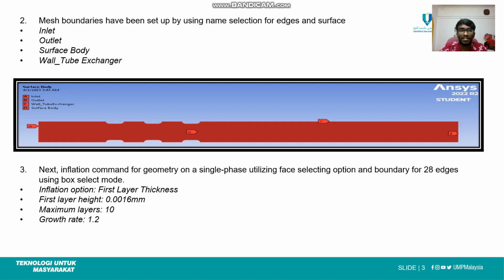And then for the second step, we need to identify and plot the mesh boundaries for this geometry using the name selection for edges and surface. So basically here we have the inlet, outlet, surface body and the tube exchanger wall.